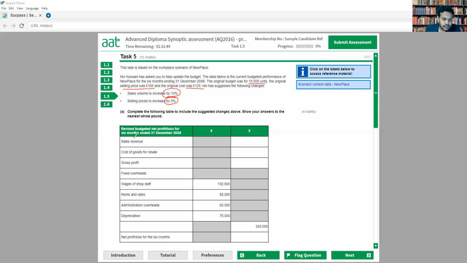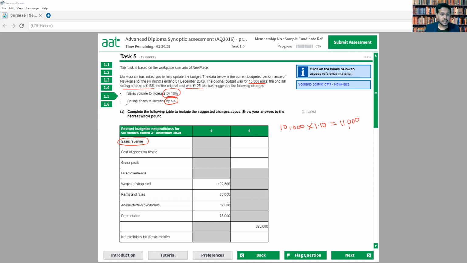The first one is sales revenue. First we have to make the changes. What are the changes they're asking for? They're saying 10,000 was the original budget and it will be increased by 10%. So we multiply by 1.10. 1 is the base and it will be increased by 10%. You can also calculate 10% on 10,000 and add it to the 10,000, and it will give you the same figure. So 10,000 times 1.10 gives us 11,000.